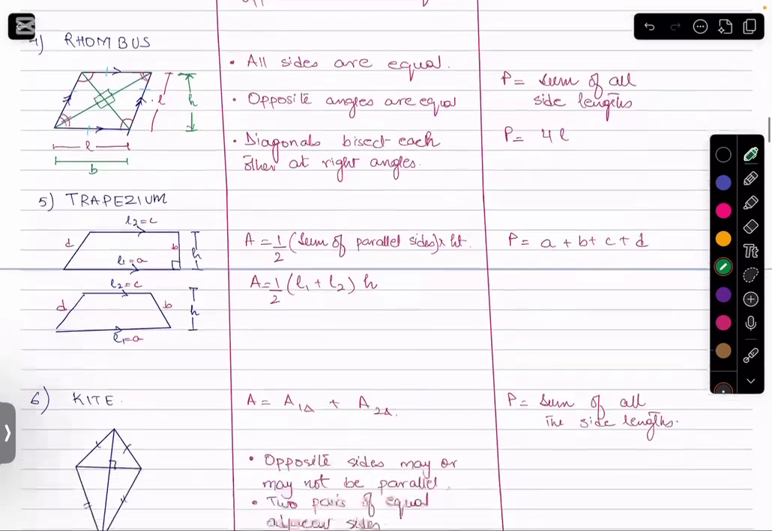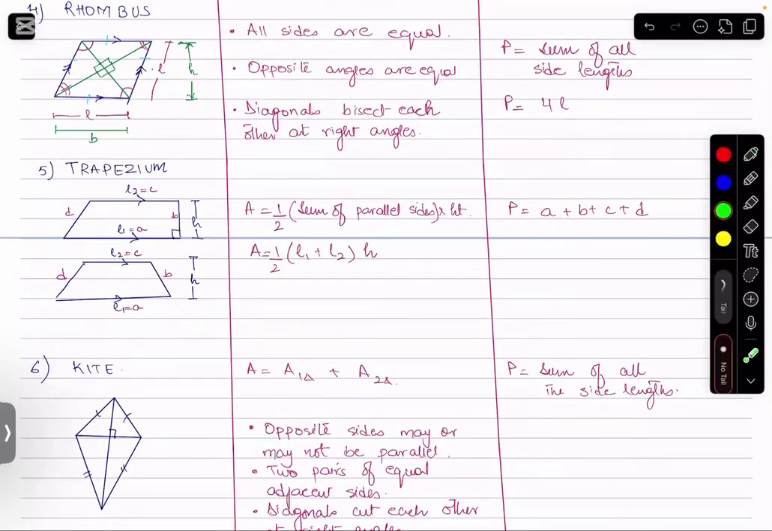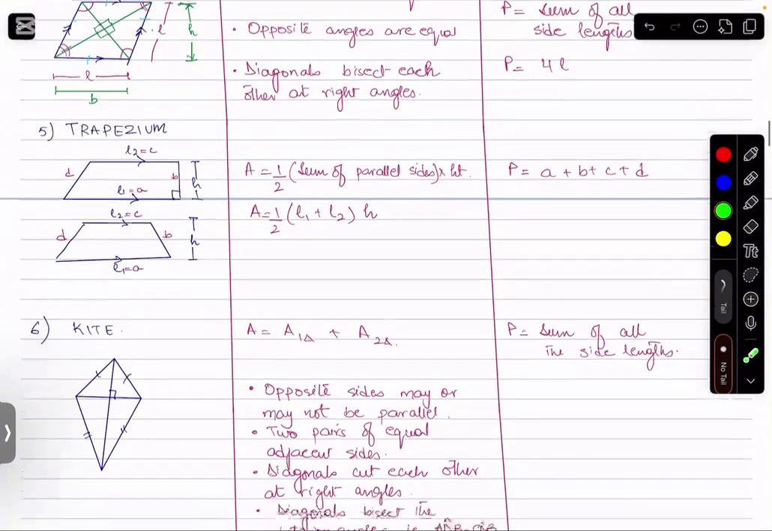All right, then it's trapezium. Trapezium, we have the area, which is half times the sum of parallel sides times height. Meaning if these 2 sides are parallel, then I should say it's 1/2 (L1 plus L2) times the height. And what is then the perimeter? The perimeter, obviously, it's going to be A plus B plus C plus D. We should know perimeter is actually the sum of the lengths of the boundaries. So if this is the boundary starting from here, it's A plus B plus C and then plus D. So this is then going to be the perimeter here.